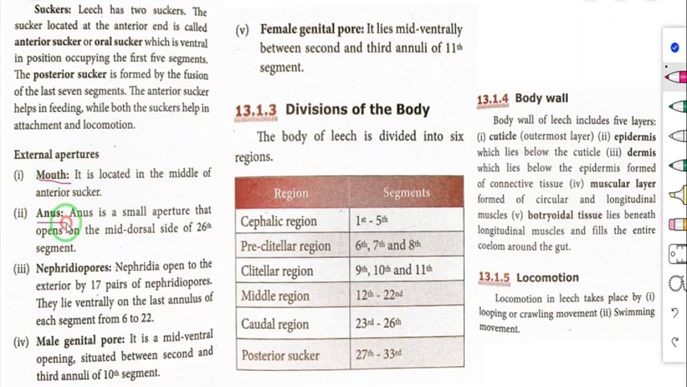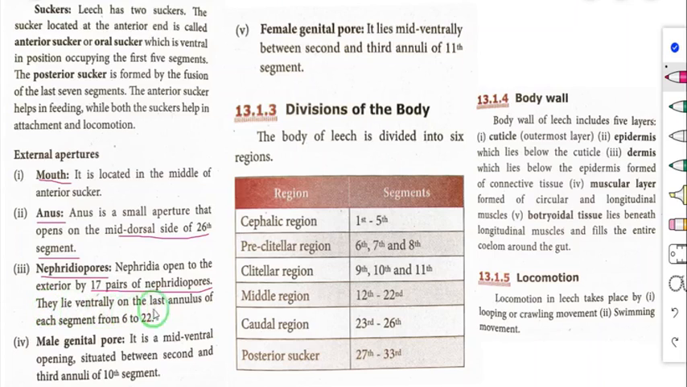Second external aperture is the anus. Anus is a small aperture that opens on the mid-dorsal side of the 26th segment. So totally 33 segments are present, but the anus is located in the 26th segment, mid-dorsal side. Third one, nephridopores, that is an excretory organ. Nephridia open to the exterior by 17 pairs of nephridopores. So totally 17 pairs of nephridopores are present.